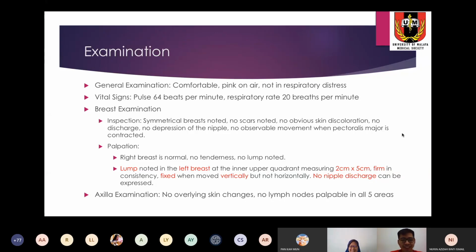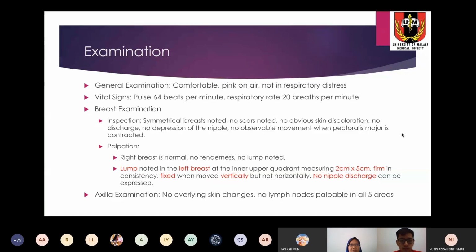Okay. So for the breast examination, upon inspection, the breasts are symmetrical in size, no obvious scars, no obvious skin discoloration, no nipple discharge, no depression of the nipple, no observable movement when the pectoralis major is contracted. So, doctor, for the inspection stage, do you think this is enough for me to say, or do I need to add more?